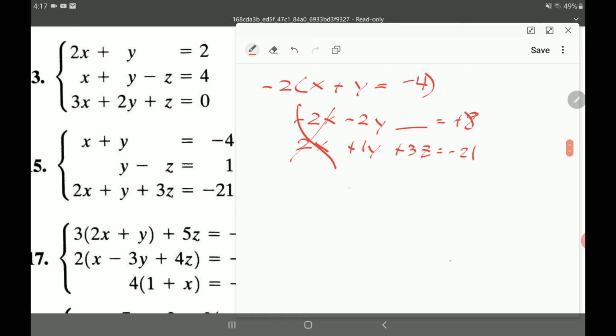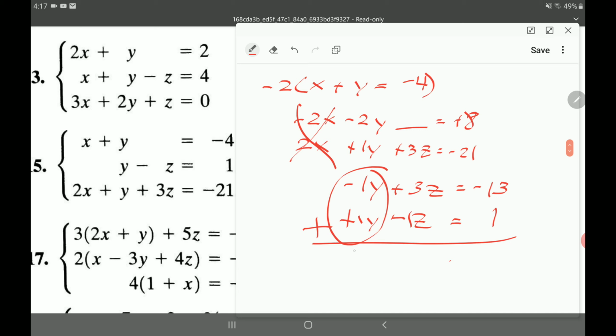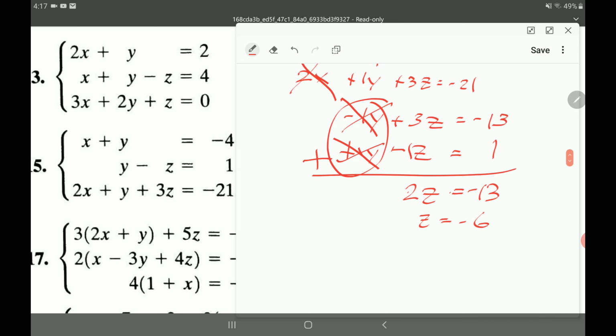That cancels. -1y plus 3z is equal to -13. That looks like fun. So we have the other equation. Just going to bring this other one over. +1y minus z, minus 1z, equals 1. Okay? So that means when I add these equations together, because I already have the same number and opposite sign, the y's cancel out. That's going to give you 2z is equal to -13, so z is equal to -6.